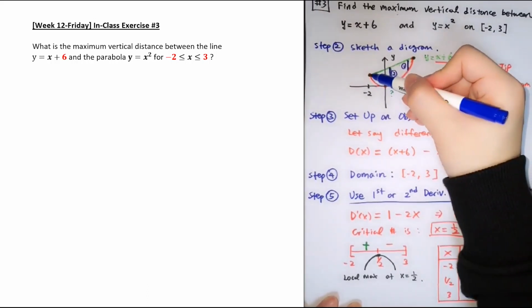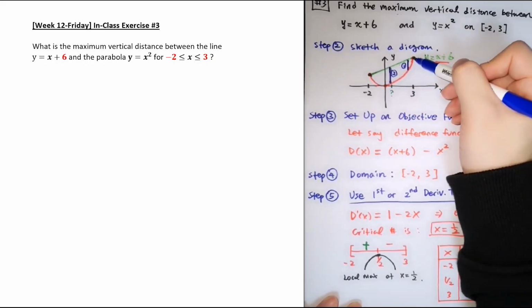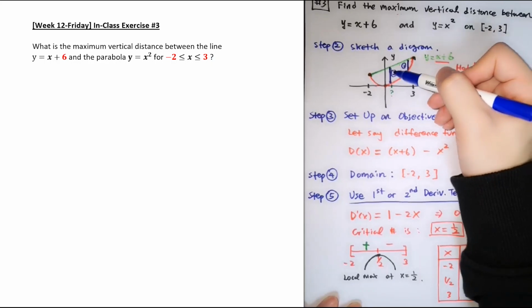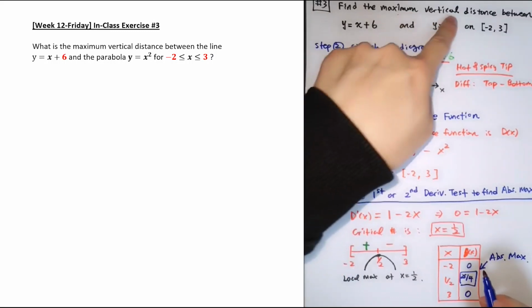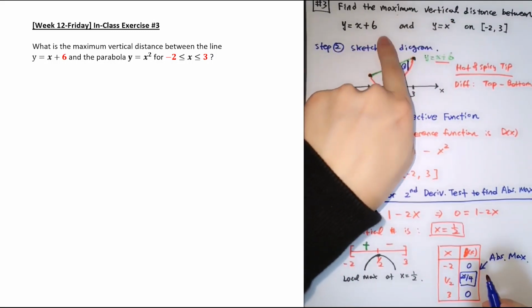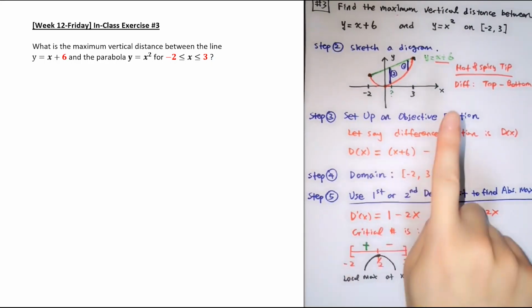As you can see, this difference is 0 here because they meet with each other. The difference between the two functions is 0 here because they meet with each other. In fact, 1/2 was the right answer because the y value is 25/4, more than 0. Do you understand? Do you know what this means? The maximum vertical distance between the two functions on this interval is 25/4. That's what it means. Thank you so much, everyone. This is the end of number 3. Let's move on to the last question, number 4.